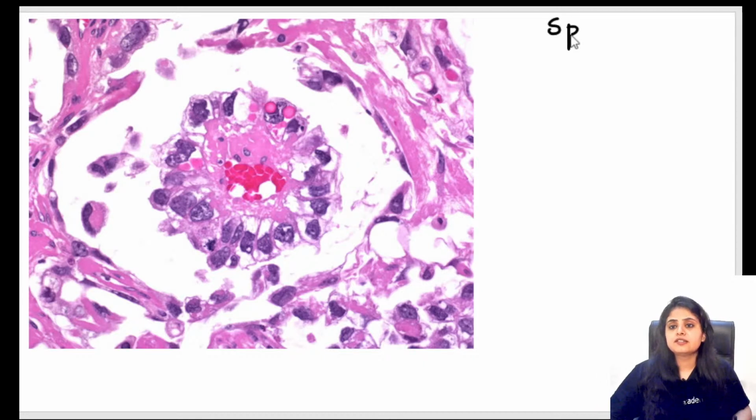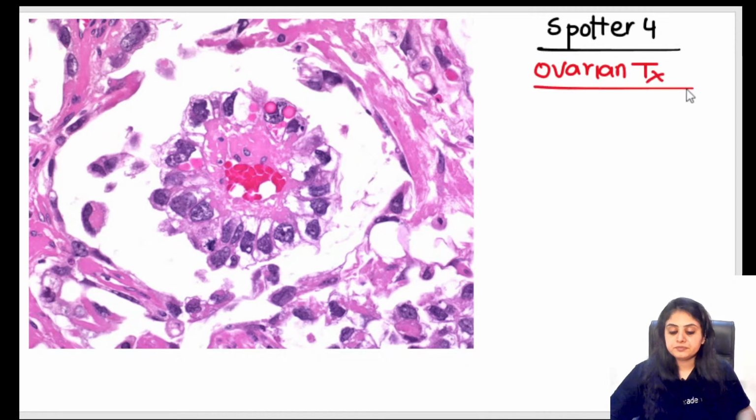Very, very characteristic. And this came in the INI-CET and NEET both. Even in the FMGE exam. Every exam has this photo. Spotter number 4. If you need a hint, the hint is ovarian tumor. Again, the hint is ovarian tumor. Okay, so most of you have got it right. As soon as I say ovarian tumor, your answer is, ma'am, this is a yolk sac tumor.